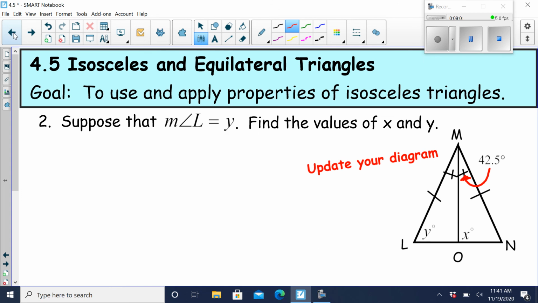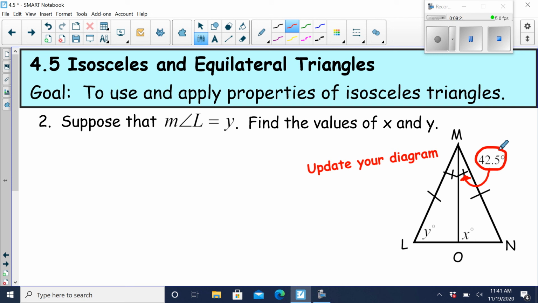So, working through some example problems. On this diagram right here, it says, suppose that the measure of angle L is y. Find the values of x and y. Now I need you to update your diagram. On yours, I believe that this top angle over here is labeled as y, so cross it out, and write 42.5, and then we're going to talk about it.